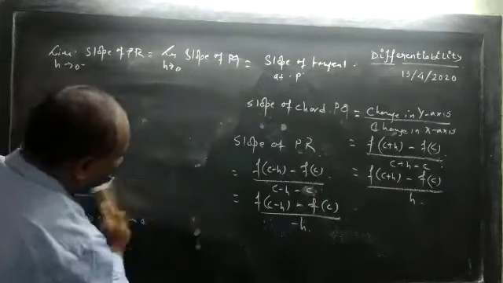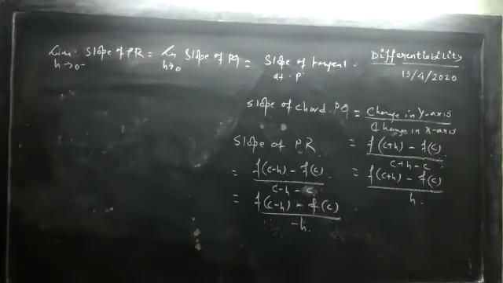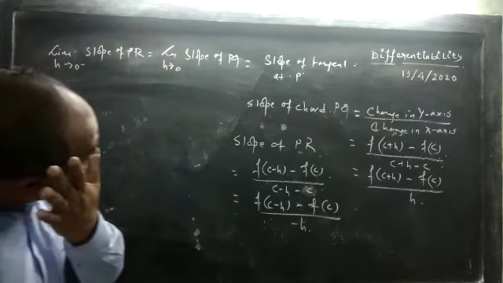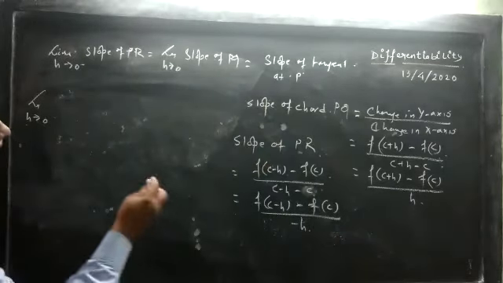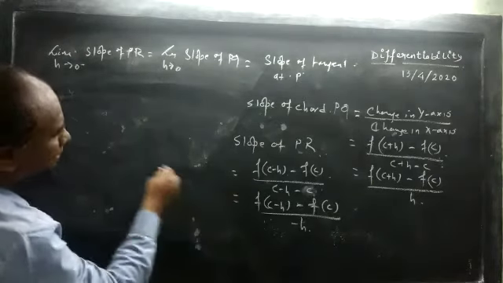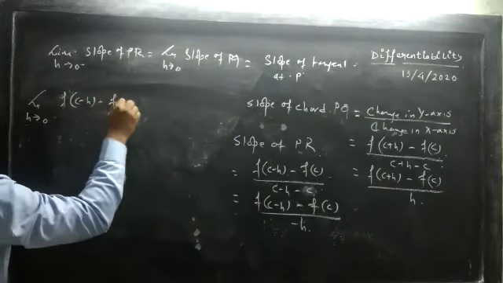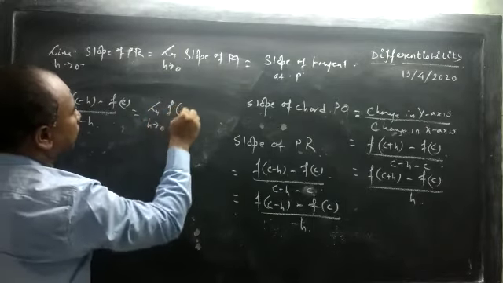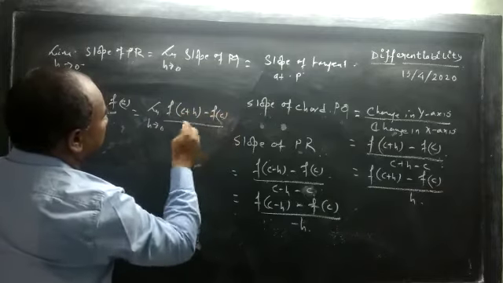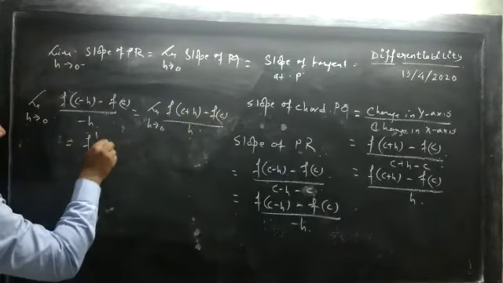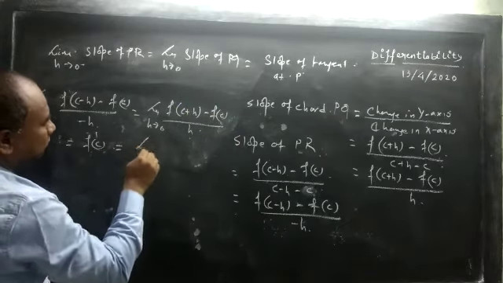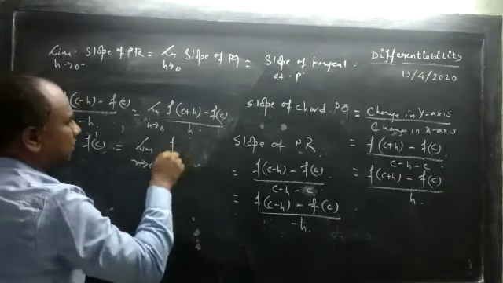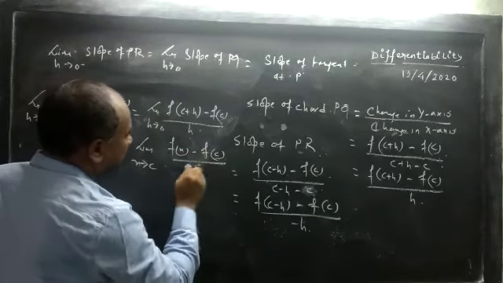Okay, so we will sum up. First we write the left hand one, PR: limit h tends to 0 of f(C minus h) minus f(C) by minus h is equal to limit h tends to 0 of f(C plus h) minus f(C) by h, which is equal to f dash C, which is equal to limit x tends to C of f(x) minus f(C) by x minus C. I am writing this as an extra point for the existence of a limit.